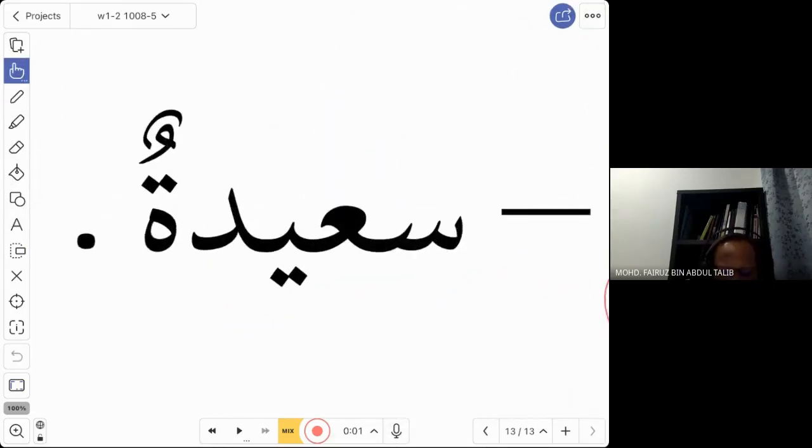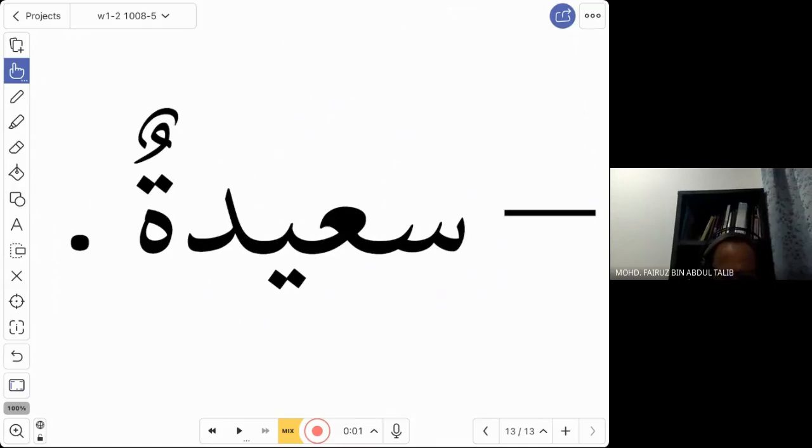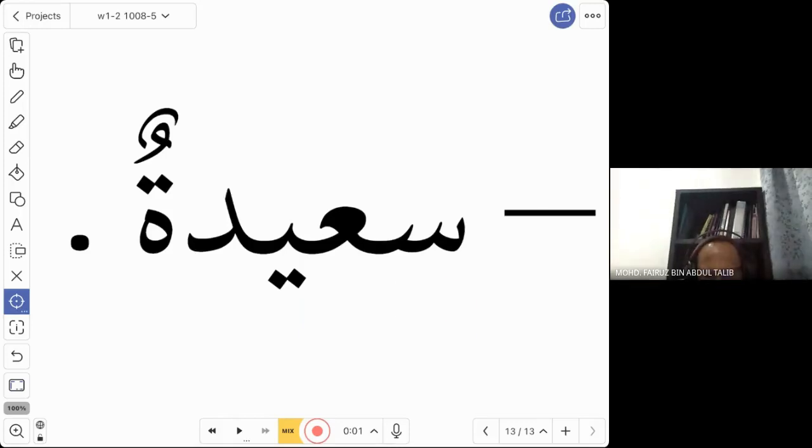Okay, and finally, this word. Can you try to read this word? No vowel as well. Anyone would like to try? Yes, just try. Of course, it will not be correct because we have never learned this word. Yes, who would like to try this? Yes, Ai, just try. What would you like to read this word with no vowel? Sa'idatu. Masya Allah. You read it correctly.